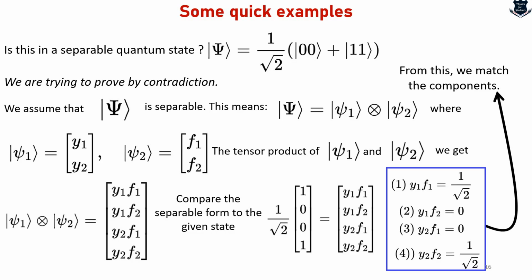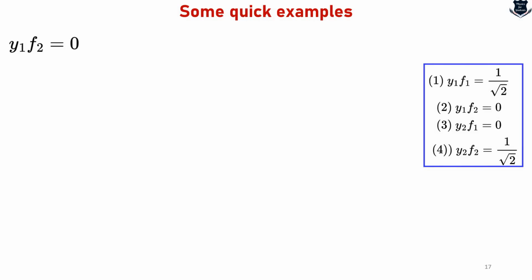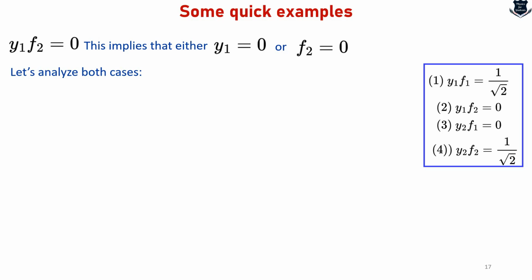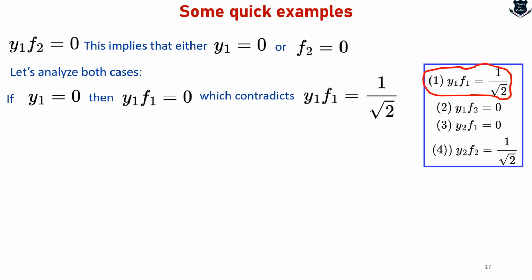So let us take this blue square on the next page. We keep it here. Now, we will start with the condition psi1 phi2 equals 0. If psi1 phi2 equals 0, this implies that either psi1 equals 0 or phi2 equals 0. So we will analyze both cases. First, we will take psi1 equals 0. Now, if psi1 equals 0, then the condition highlighted on the right hand side of your screen contradicts psi1 phi1 equals 1 upon square root of 2.